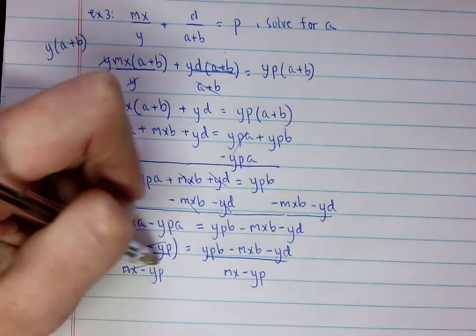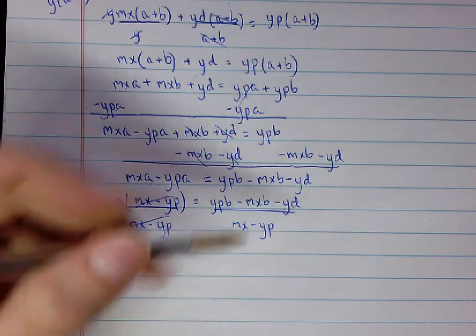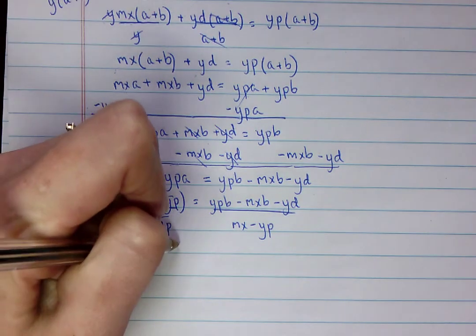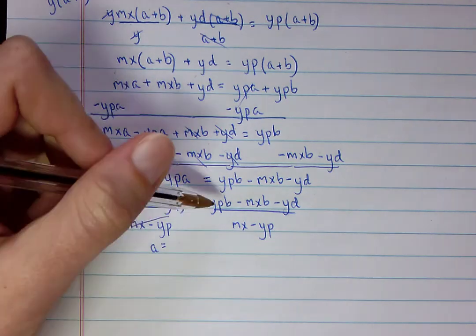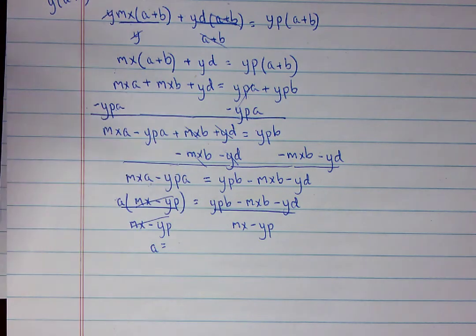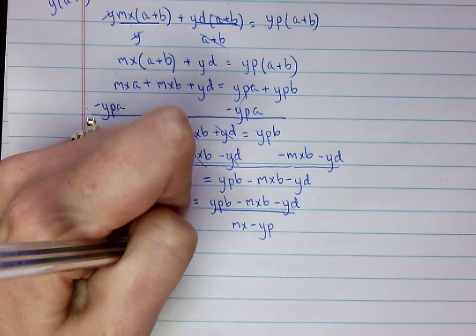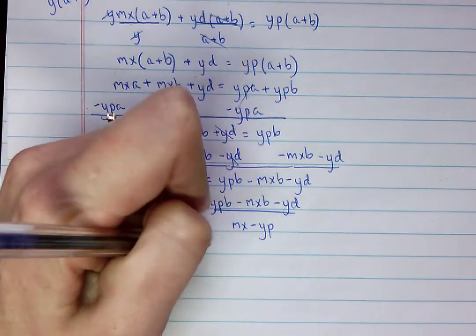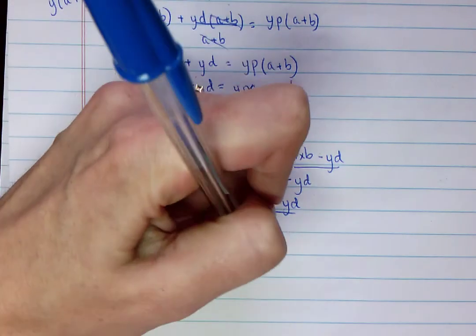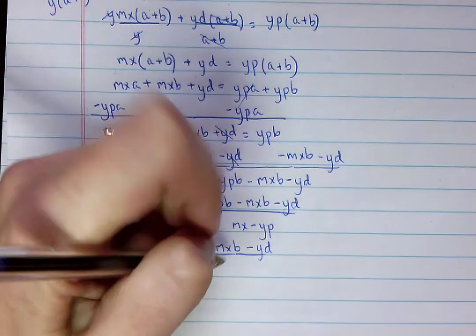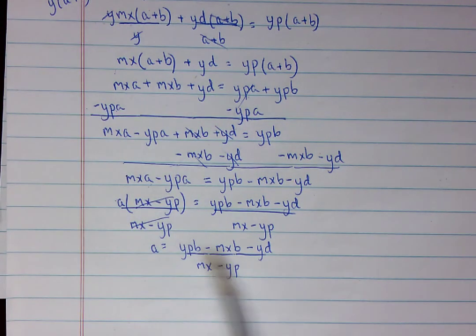So now those cancel, and look, a equals that mess. I think in your book, again, they don't really put it in alphabetical order either. You can put it in alphabetical order if you want, or you can just leave it like this. I'm so used to putting it in alphabetical order, but this book sometimes just doesn't. I'm getting kind of used to that. But that's the final answer or version of that.